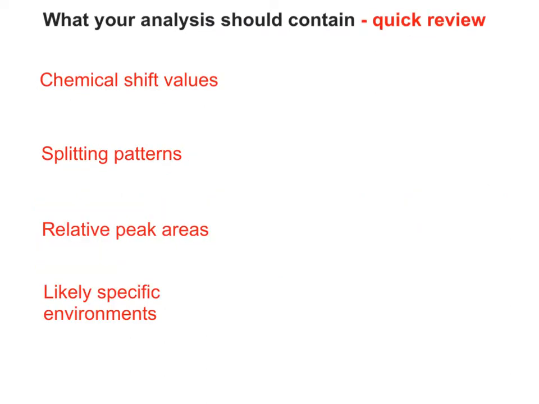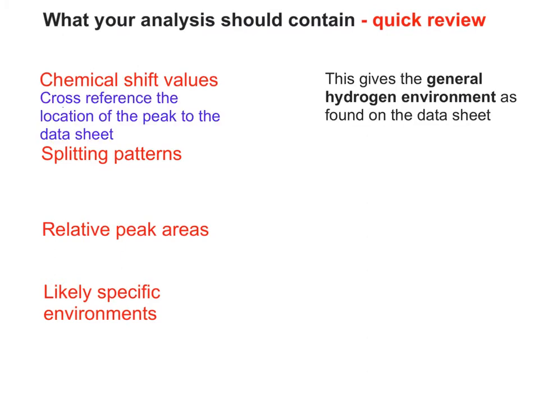So let's do a very quick roundup of the things that your analysis should contain. I've listed them down the left hand side, so we'll go through what each of them actually tells you. So the chemical shift value gives the general hydrogen environment as found on the data sheet. And to do this, what you do is cross-reference the location of the peak on your spectrum to the data sheet.